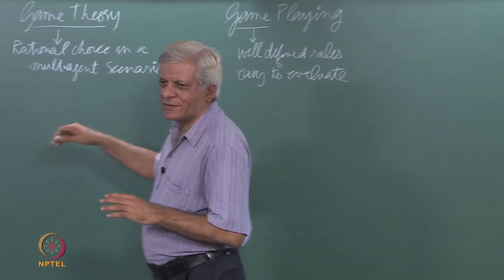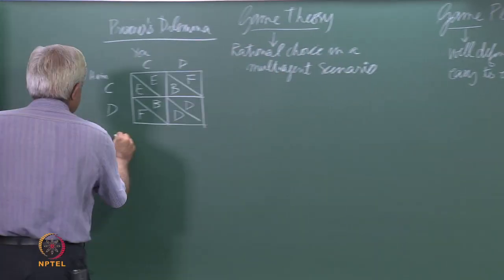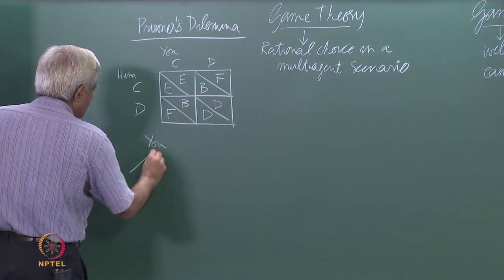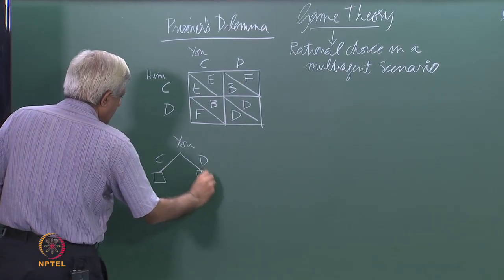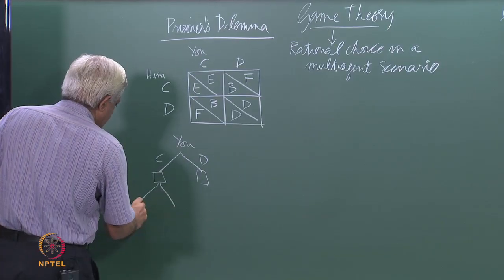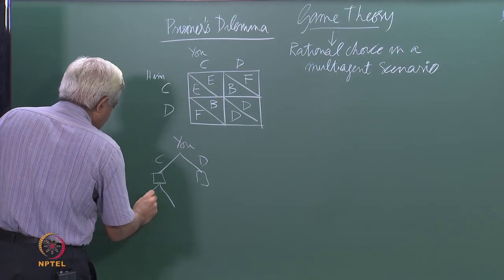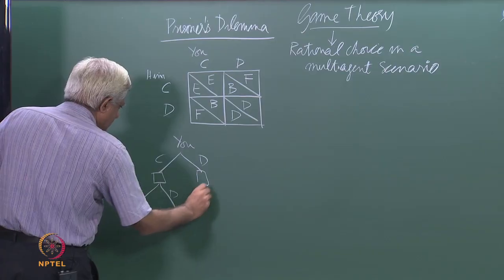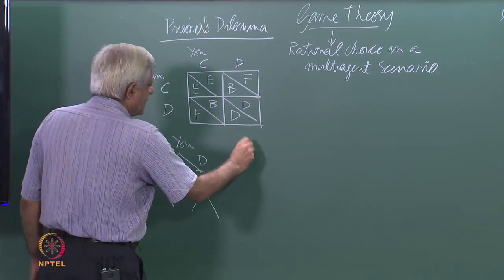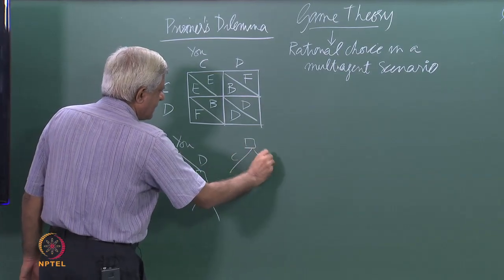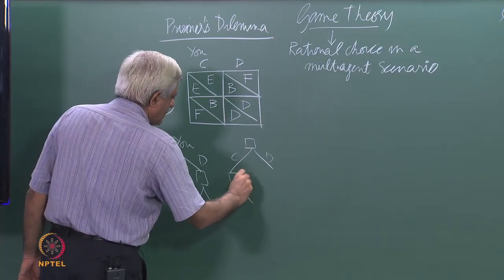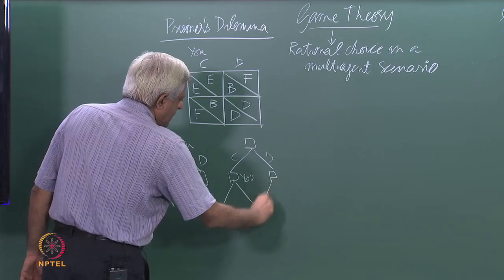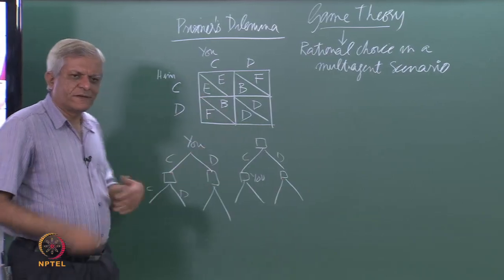So, I will encourage you to draw a small tree out of it. So, for example, you confess or deny, and then the other person confesses or denies, or you can construct it the other way, where the other person confesses and denies, and then you confess and deny. You can construct a tree both ways and then explore that.